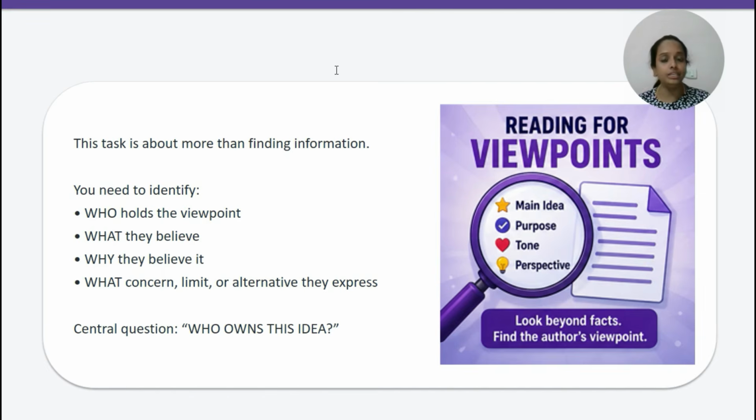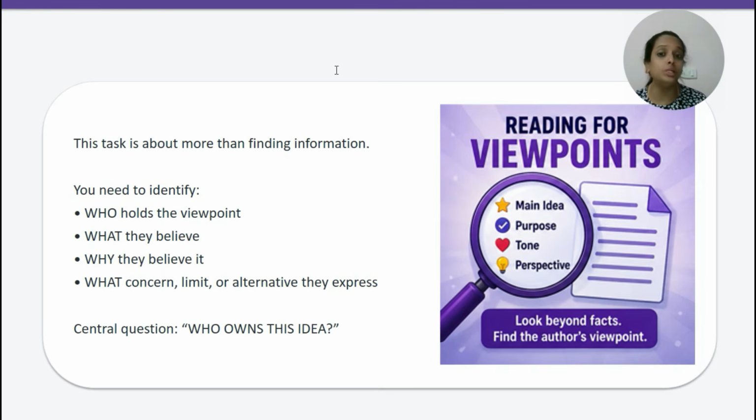This person believes remote work gives employees more independence. Who said it? Person A or B? Now, if you answered B, good. But here's the interesting part. Both people are positive about working from home. Both people believe it can improve people's lives. Both people are talking about exactly the same topic. And yet, only one person owns that particular idea.